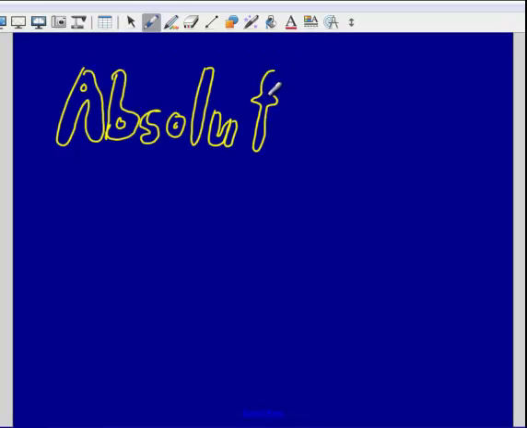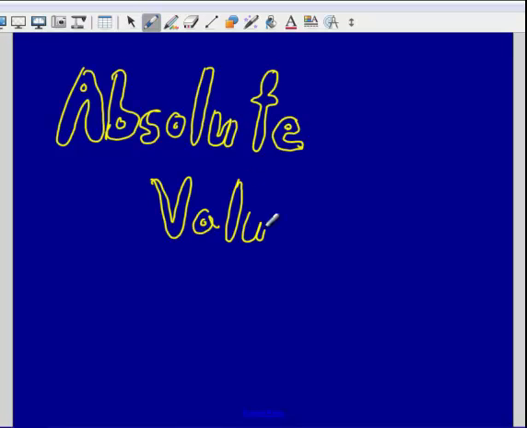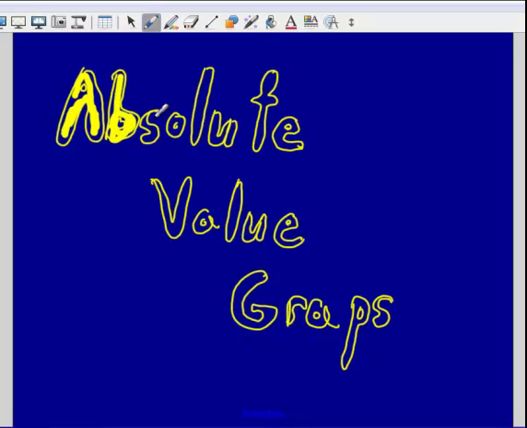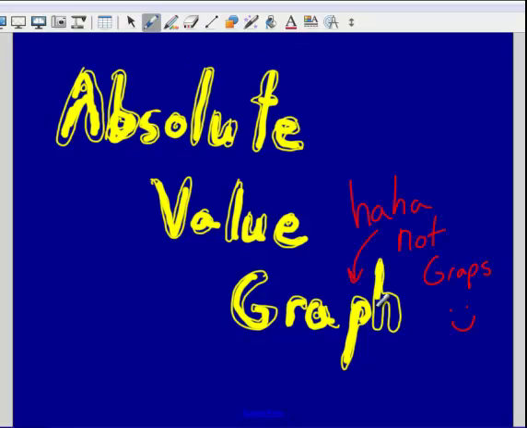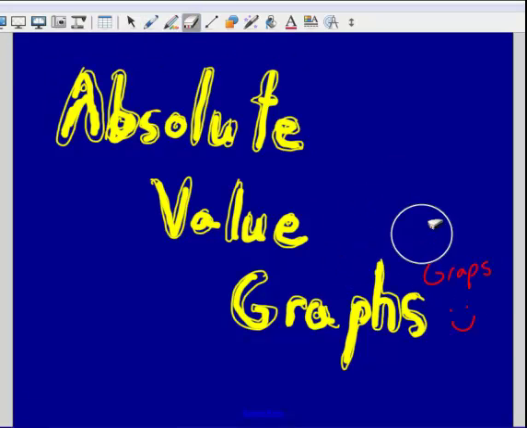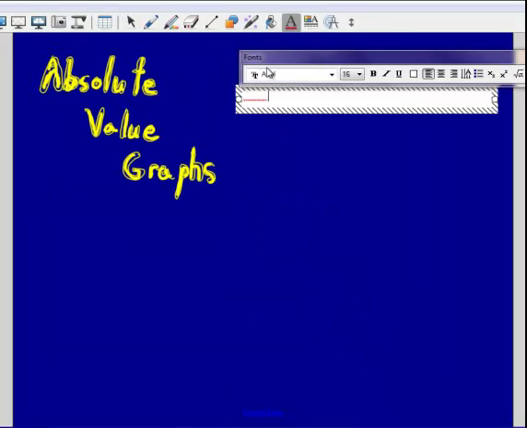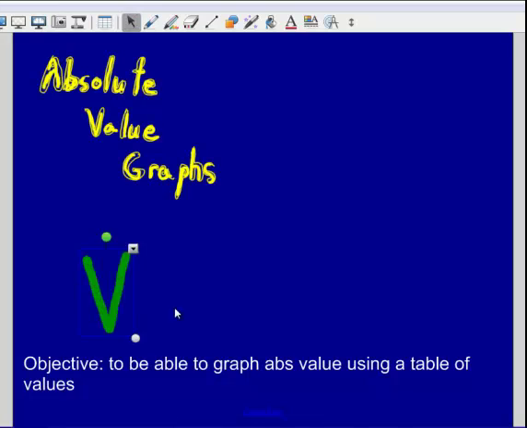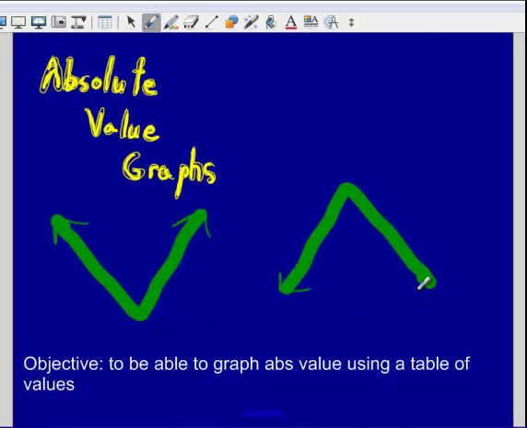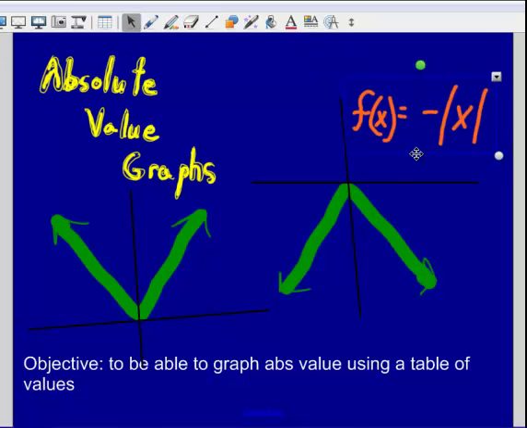Okay, students, so we're going to do absolute value graphs today. So we're going to graph absolute values using table of values. Whoops, not graphs. It should be graphs. So we're going to look at the graphs of y is equal to the absolute value of x, or f of x is equal to the absolute value of x. And we're going to show what it looks like as a negative as well. So you'll be able to graph absolute values at the end of this lesson.